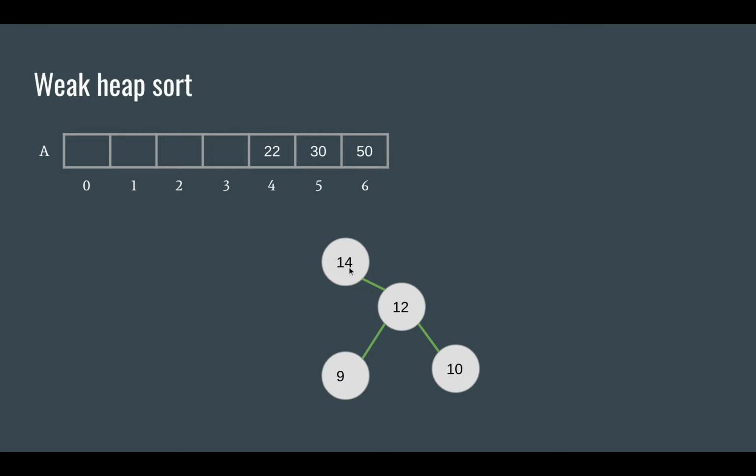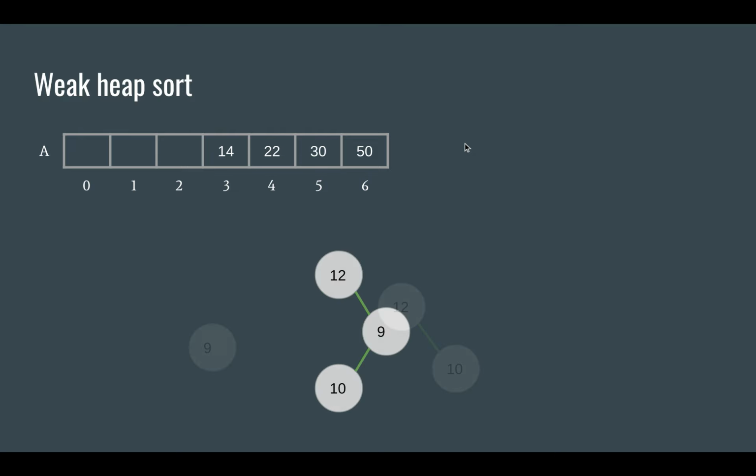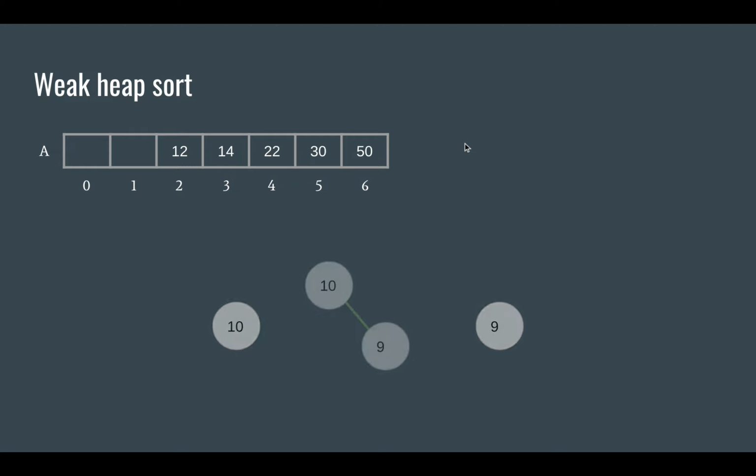Next we will take 14 and put it in the last available position. Next it will be 12, and then 10, and the remaining 9. So here you can see that the whole tree is sorted in ascending order. So this is how we can perform sort for weak heaps.